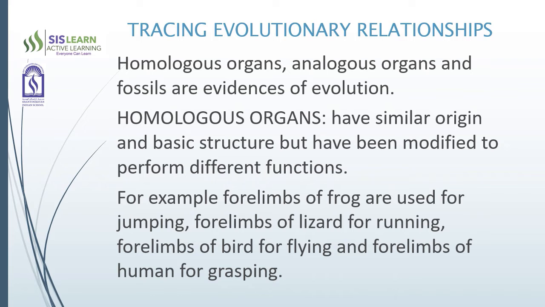Homologous organs have similar origin and basic structure but have been modified to perform different functions. For example, forelimbs of frog are used for jumping, forelimbs of lizard for running, forelimbs of bird for flying, and forelimbs of human for grasping.